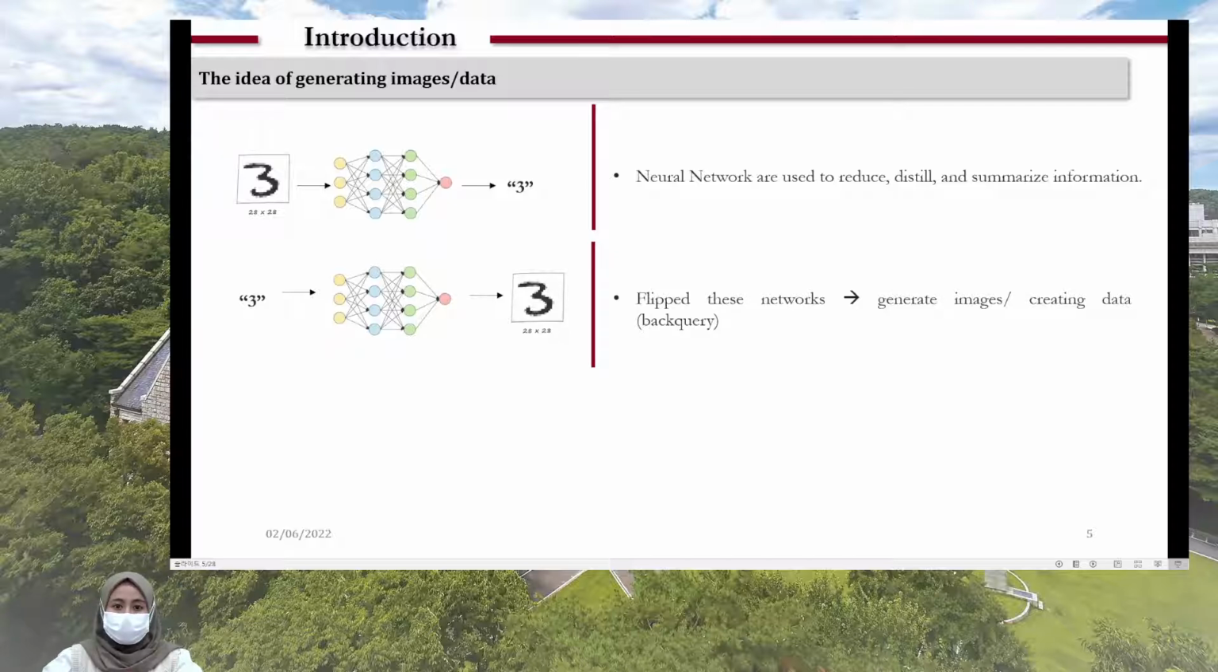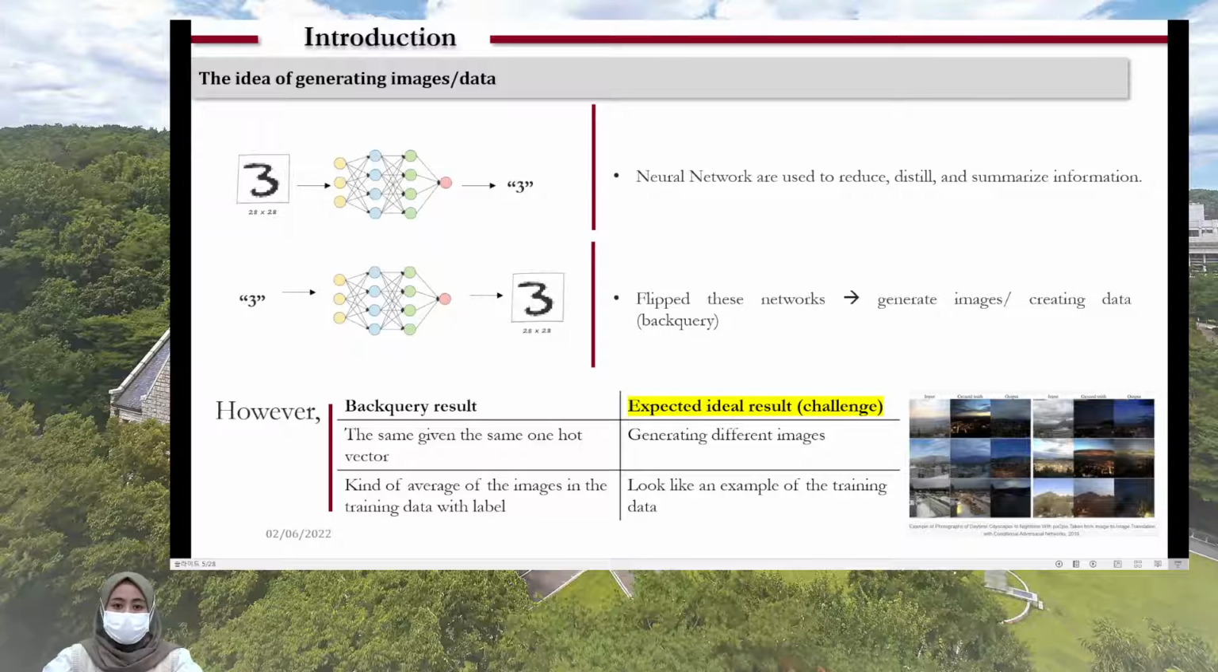Backquery means passing a one hot target vector representing a digit backwards through an already trained network to generate some kind of ideal image of the digit. However, the backquery results are the same given the same one hot vector, and are a kind of average of the images in the training data with that label. On the other side, people want to generate different images that look like an example of the training data.